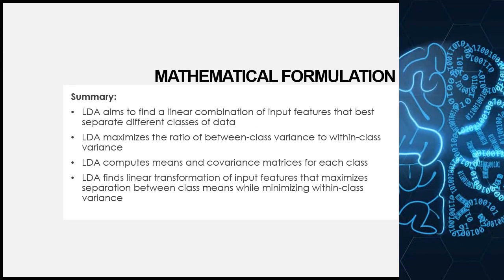LDA aims to find a linear combination of input features that best separate different classes of data. LDA maximizes the ratio of between-class variance to within-class variance. LDA computes means and covariance matrices for each class. LDA finds a linear transformation of input features that maximizes separation between class means while minimizing within-class variance.